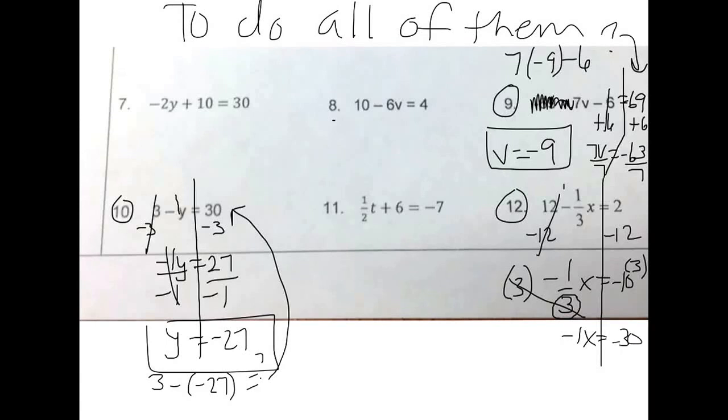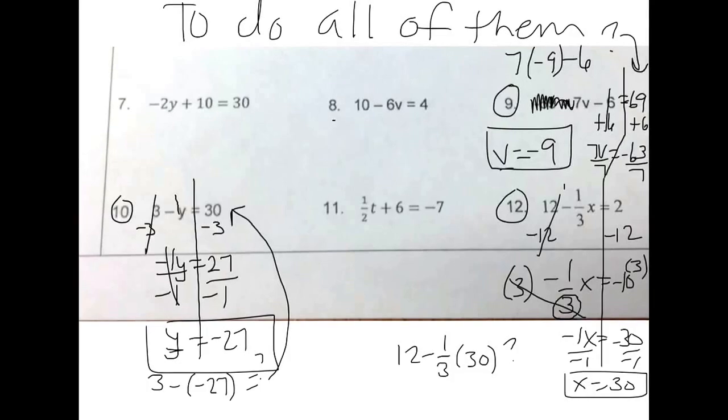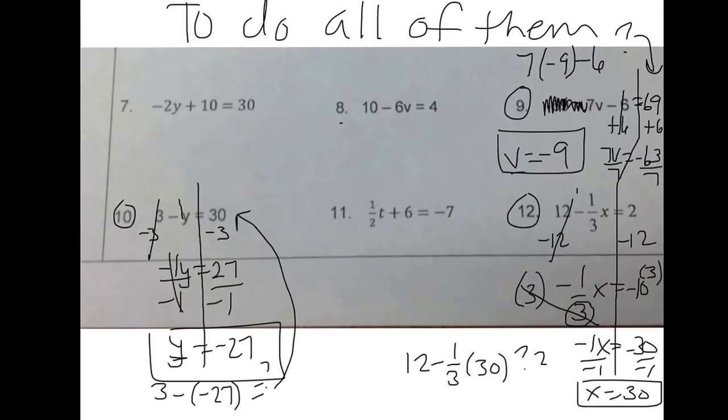Still not quite done on here because I have a negative 1x, and my goal is to get x or y by itself or v by itself every single time. So I got to divide both sides by negative 1, and I get that x equals negative 30 divided by negative 1 is positive 30. Okay. To test to see if it was right, I would just do 12 minus 1/3 times a positive 30 in my calculator and check to see is that 2 or not.